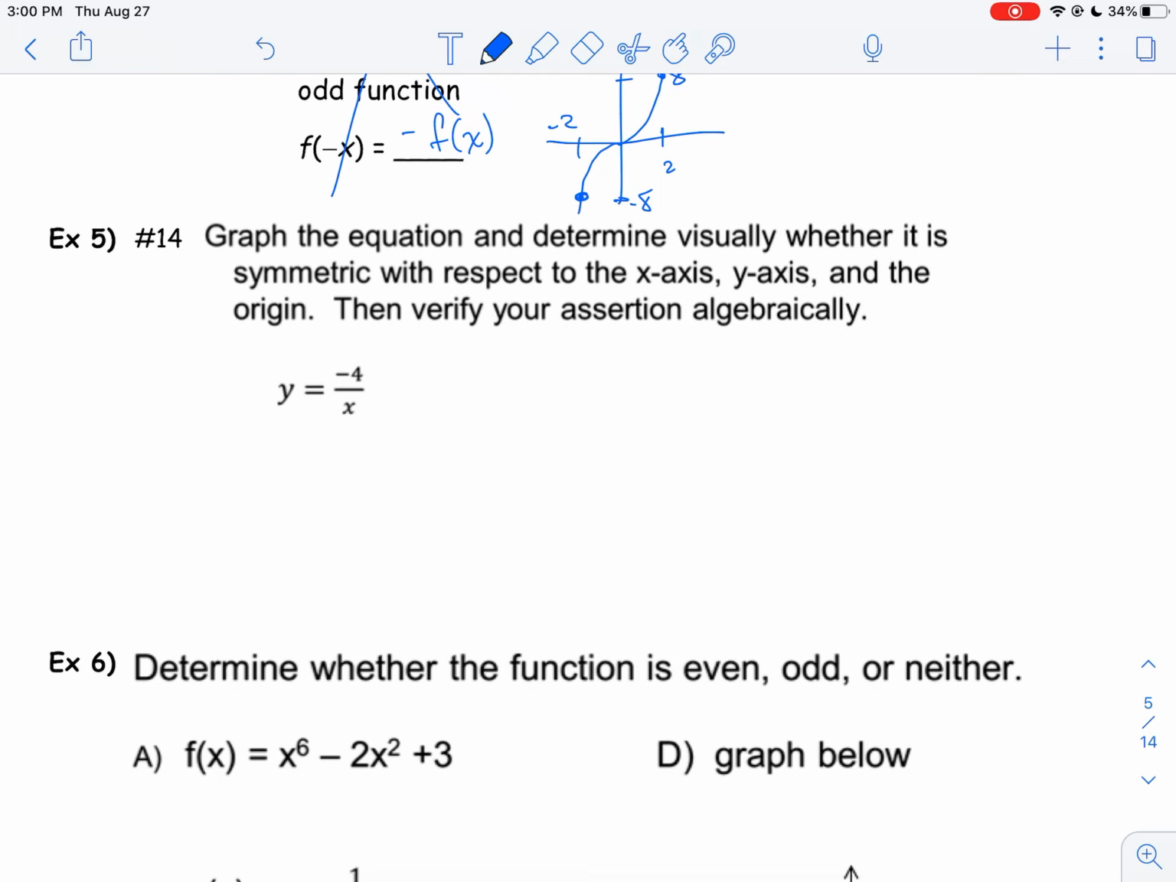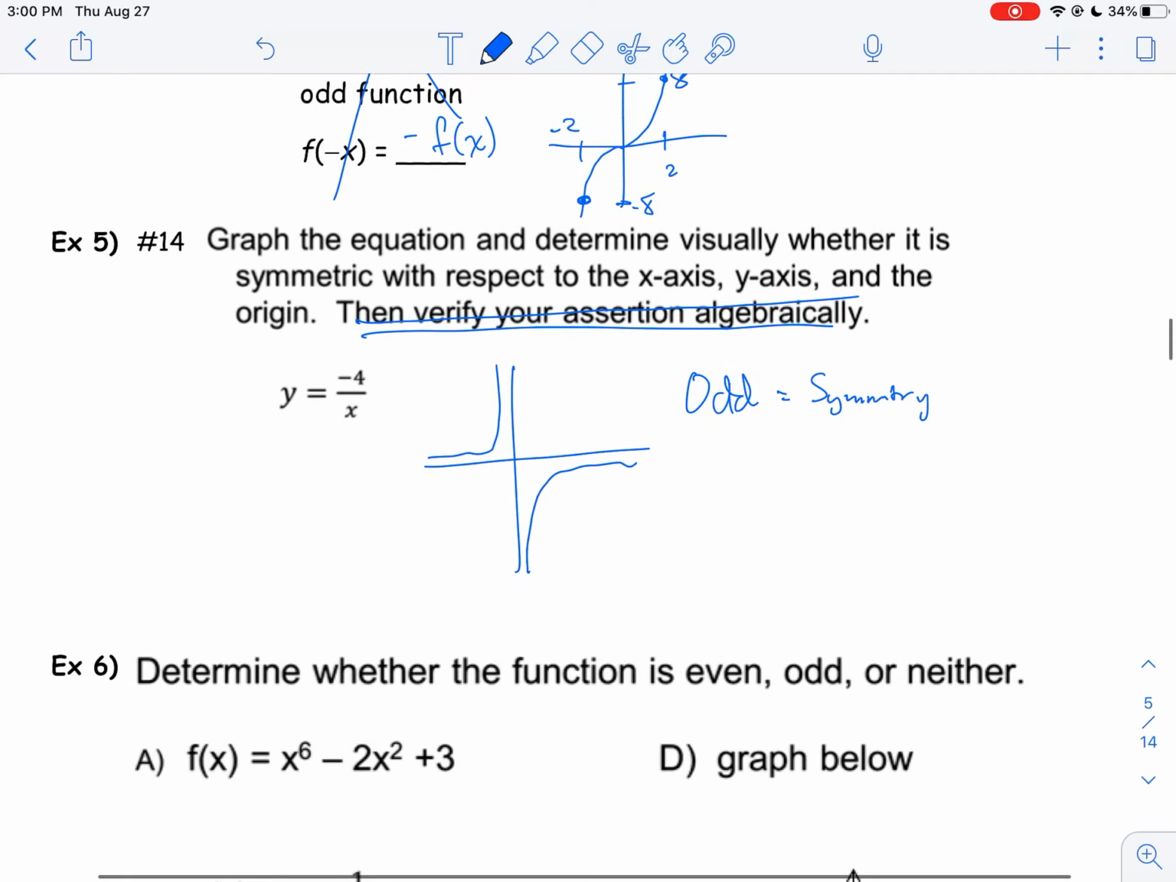Alright. Now it says to graph the equation and determine visually whether it is symmetric with respect to x, y, and the origin, then verify your assertion algebraically. This is the part you do not have to do this year, fall of 2020. If we graph this, I should just confirm. I know what it looks like. I don't need my calculator. It's going to look something like this. And so this is an odd function. Do you see that? It has symmetry with respect to the origin.